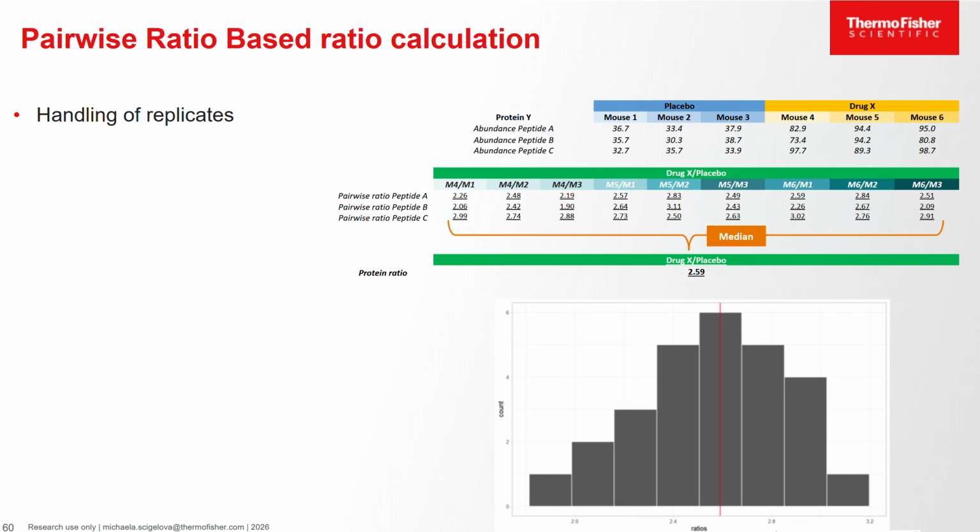Then you move on to the next mouse in the drug-treated group, M5, divided by M1, M2, and M3. And you get another 9 values here, 3 columns. And the last repetition for mouse 6 from the drug-treated group divided by mouse 1, 2, and 3 from the control group, placebo. Then you have a population of 27 pairwise ratio values, and you select the median, and that median will then represent the protein ratio.